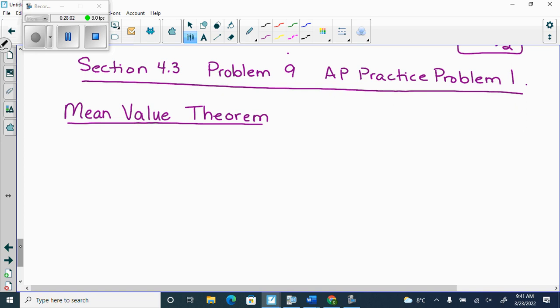Mean value theorem. So we're going to let f be a function defined on a closed interval. And how you'll know to use mean value theorem is they'll say using mean value theorem. That's what they'll literally say. Yep. On a closed interval.